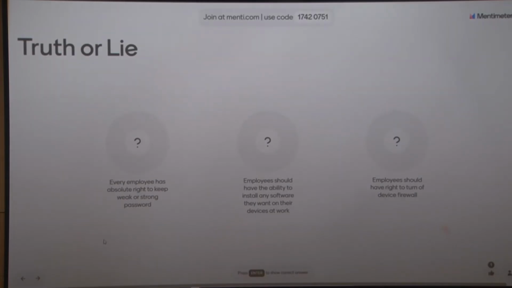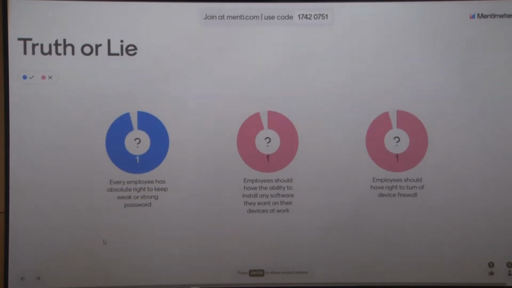So I have 3 statements, and you have to decide whether it's true or false for each of them. So first question is, every employee has absolute right to keep weak or strong password. Second is, employees should have the ability to install any software they want on their devices at work. And employees should have right to turn off device firewall. Okay?